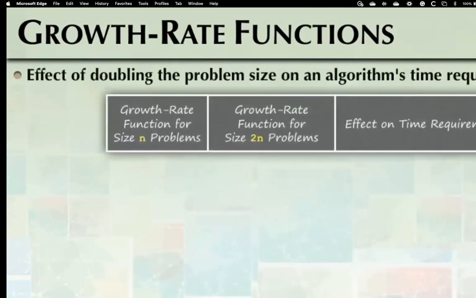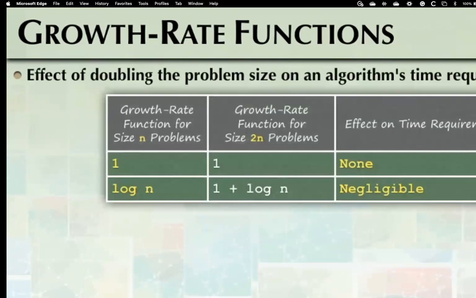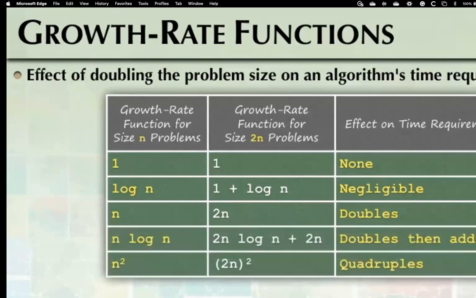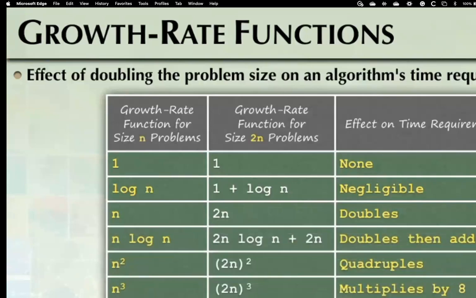Let's look at what happens if we double the number of items to process for each of the various growth rates. If the growth rate is 1, there's no effect. If the growth rate is log n, doubling the number of items results in a negligible effect, only 1 more unit of time. If the function is of order at most n, then the time required will double. From there, we can see that the time requirement begins to increase greatly when the number of items is doubled.